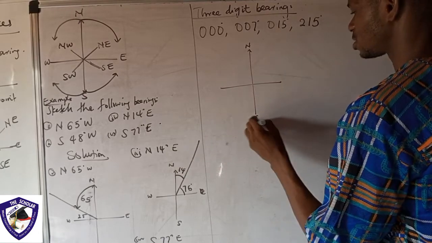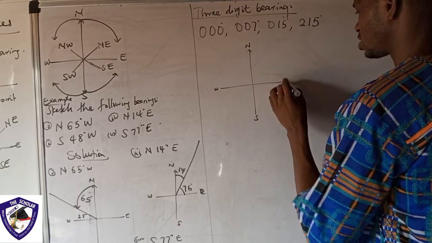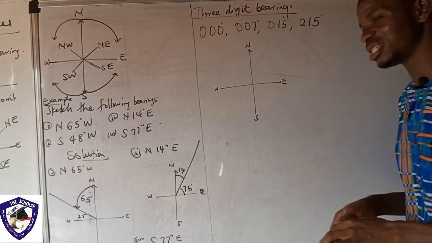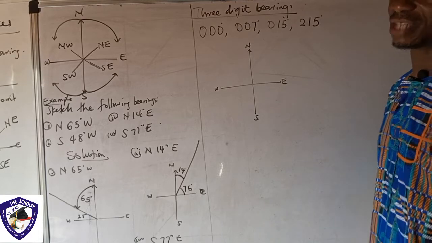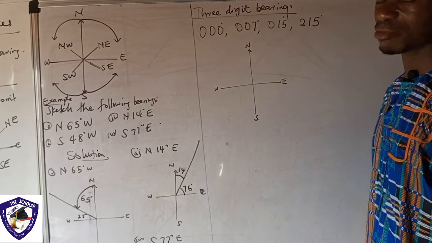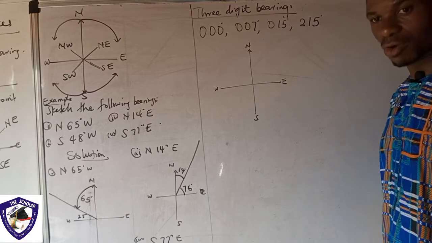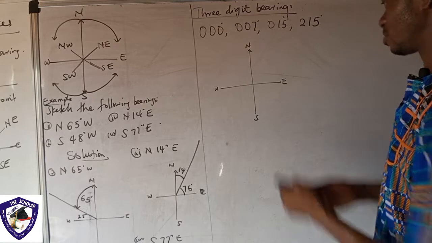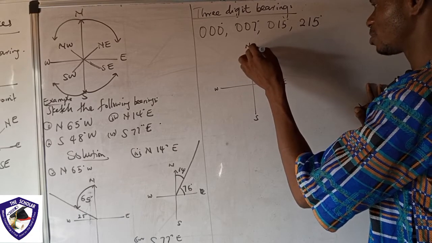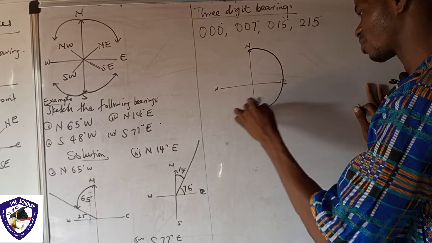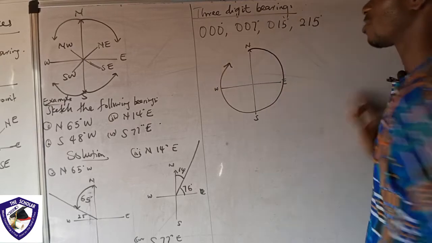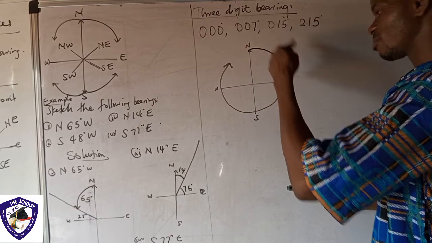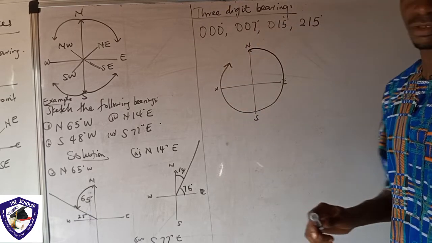Start with the north, south, west, and east. In measuring 3-digit bearing, you measure it in the clockwise direction. You start from the North Pole and move in the clockwise direction. That is the way the hand of the clock moves. So you are starting from the North Pole, then you move in clockwise direction. So this is how you measure 3-digit bearing.